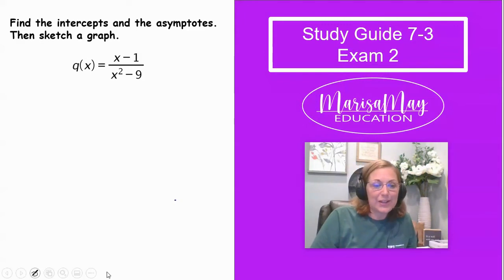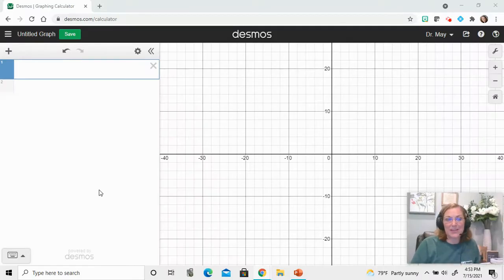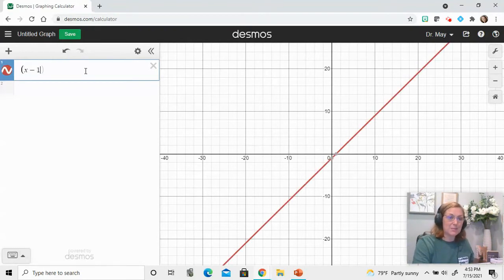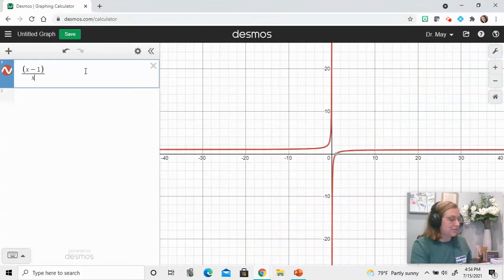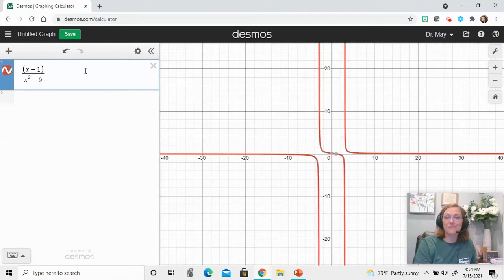So let's take a look. With the Desmos graphing calculator, you can type your equation in right here in this line. Now, you're going to need to use parentheses for that numerator. So (x - 1) in parentheses, and then close it and divide. Now you're in the bottom of your fraction. So x^2 - 9.